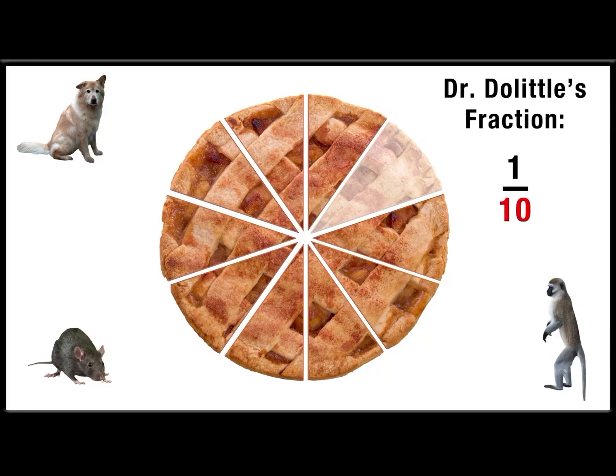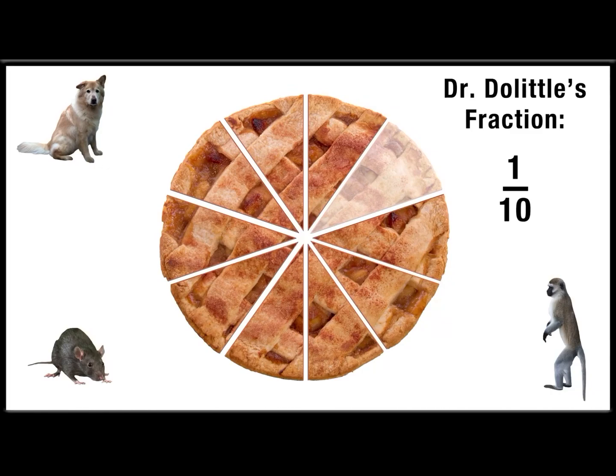The bottom number is the total number of pieces or groups. There are 10 pieces of pie, so the bottom number is a 10. The top number is the pieces or groups we want to talk about. In this case, Dr. Dolittle is eating one piece of pie, so we write a 1. If Dr. Dolittle eats one piece of pie, he will be eating 1/10 of the pie.